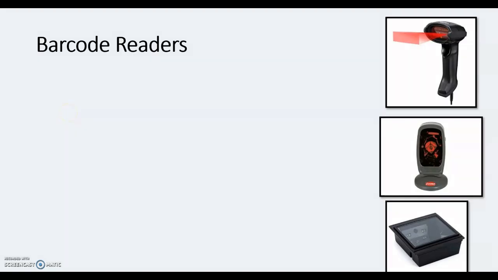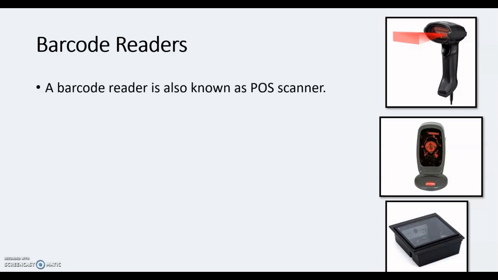Well, firstly, you may want to think about barcode readers, rather than just thinking about barcodes. So, look at the images here. You can see that there are various types of barcode readers, but they all do the same thing. They use red lasers to read barcodes, and you would have seen them in various shops and supermarkets. They're known as not just a barcode reader, but also a POS scanner. POS stands for point of sale. So they're also known as a point of sale scanner.